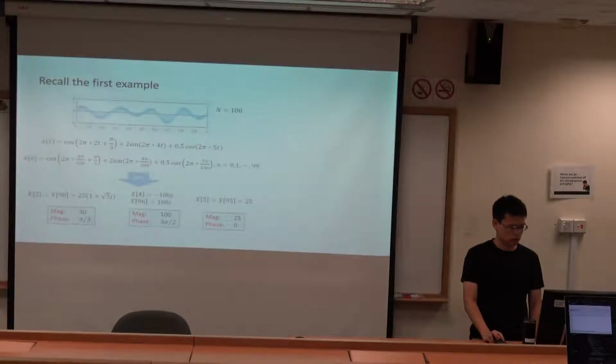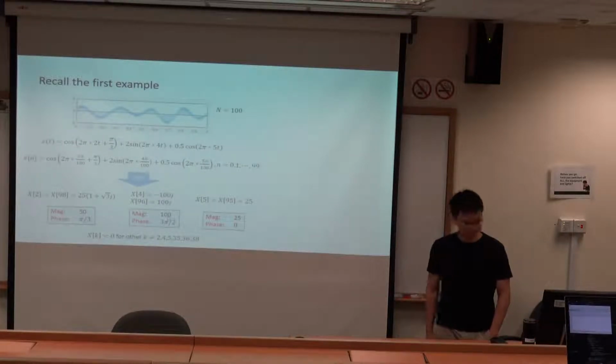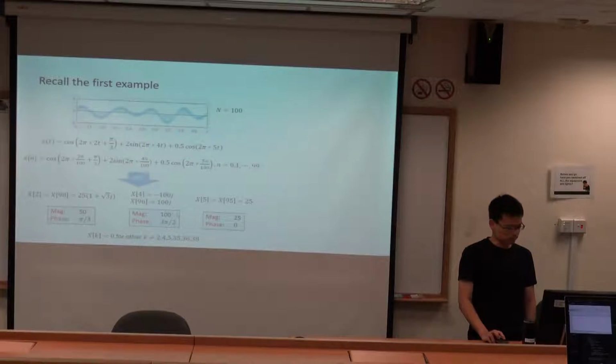You have problems with the calculation here? No? Cool. And of course, for k not equal to these values, they are all 0. So the phase information is already provided by the phase here. We can see, right? The sine function is actually 3 pi over 2 ahead of the cosine function.